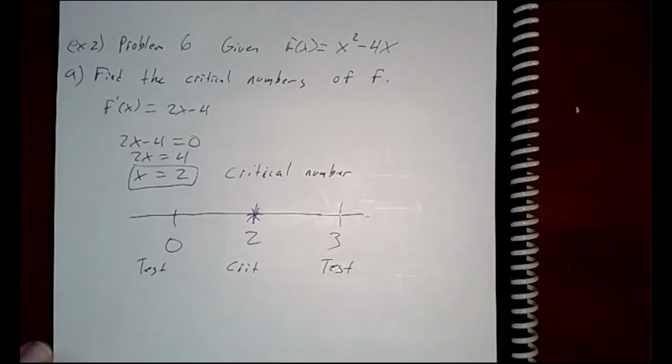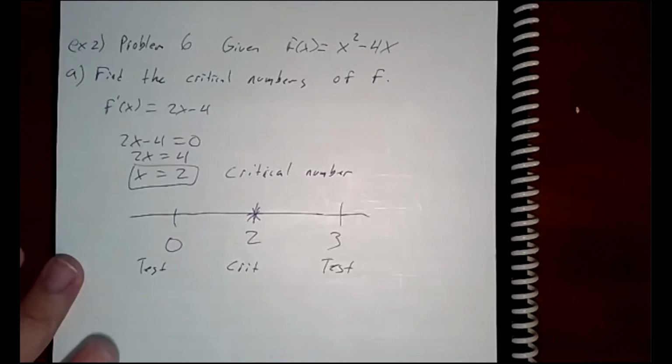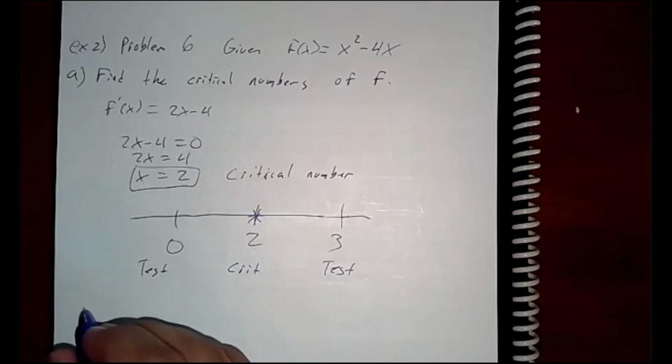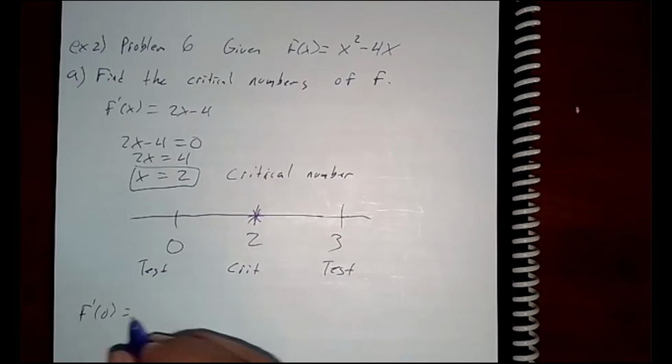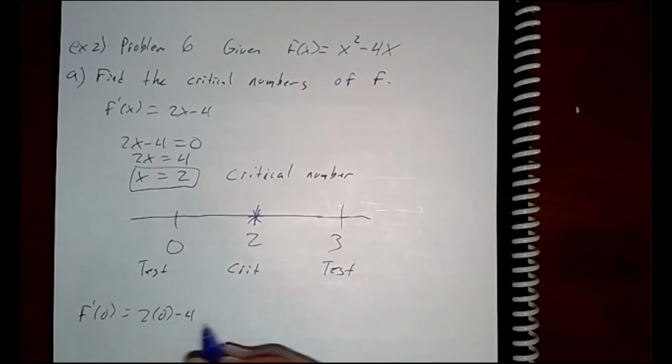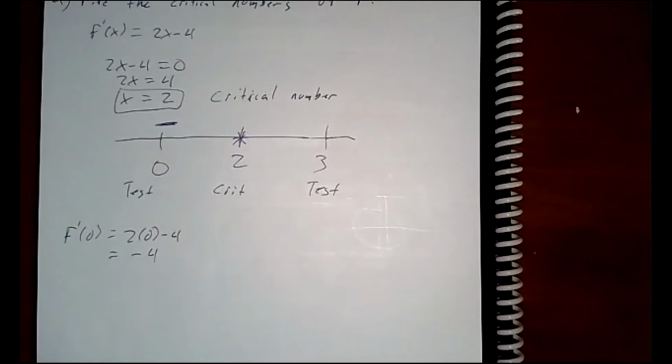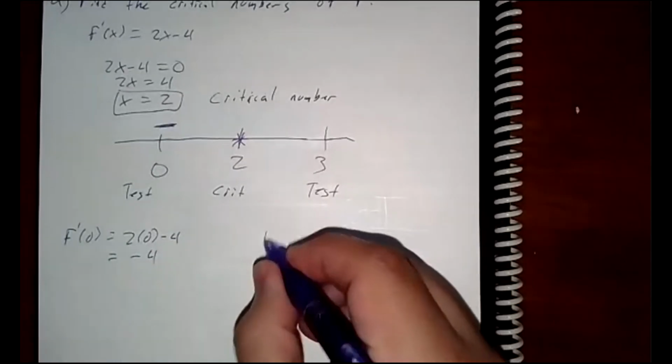Okay, so plug in the 0, find out if it's positive or negative. The number doesn't matter. I just need to know, is it positive or negative? If it is negative, then that means we're decreasing below the critical number. So f prime of 0 would be 2 times 0 minus 4, which is negative 4. So the derivative is negative below 2. That means we're decreasing below 2. Does that make sense?